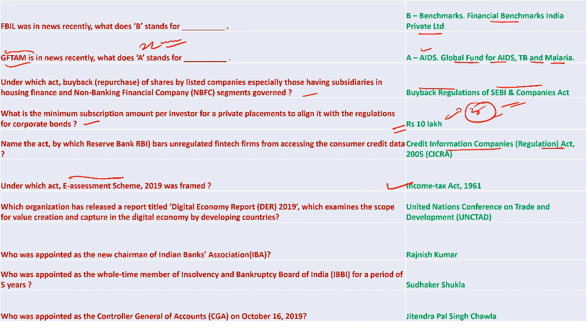Which organization has released the Digital Economy Report, which examines the scope for value creation and capture in the digital economy in developing countries? That's UNCTAD, something to do with trade and development. Rajneesh Kumar, we all know, has now become Indian Banks' Association chairman. Sudhakar Shukla is the one appointed as whole-time member of the Insolvency and Bankruptcy Board for a period of 5 years. The Comptroller and Auditor General is now Jitendra Pal Singh Chawla.